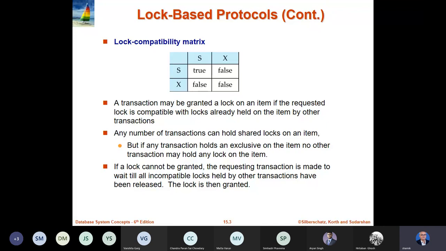It is not only between two transactions, T1 and T2; there could be multiple transactions. Any number of transactions can hold shared locks on an item. But if any transaction holds an exclusive lock on the item, no other transaction will hold any lock, either shared or exclusive, on that item. If a lock cannot be granted, the requesting transaction is made to wait till all incompatible locks held by other transactions have been released, and then only the lock is granted. But we will see that there could be possibilities of deadlock.